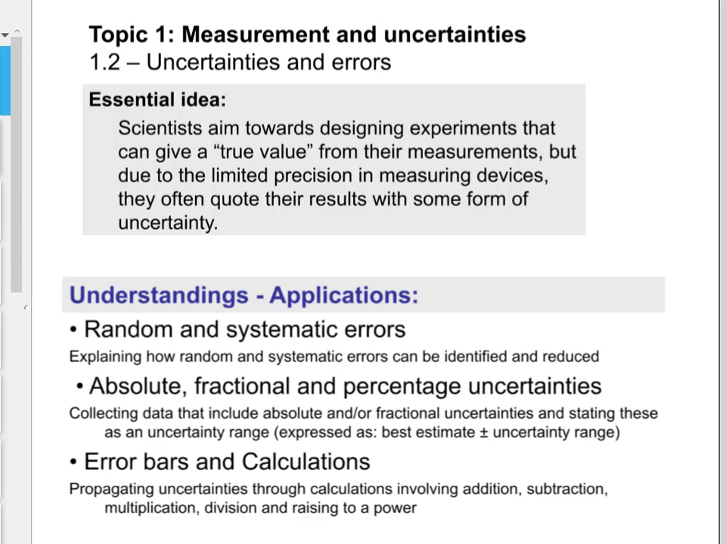Okay, welcome. Today's topic is measurement and uncertainties. As scientists, we're trying to design experiments that give a true value from our measurements, and what we sometimes find is that our tools are a bit limited in how accurate or precise they can be, so we have to give way to having some sort of error or unknown amount built into our calculations and our discussions. So today we're going to look at random and systematic errors, absolute, fractional and percentage uncertainties, and then we'll do some stuff with error calculations.